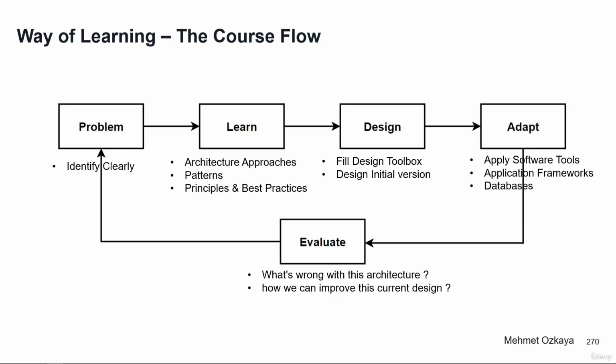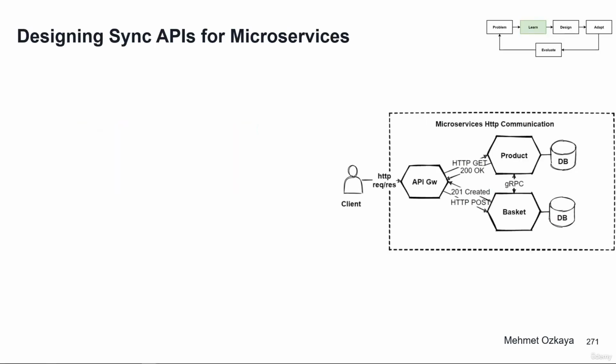In this video, we are going to start a new problem for our current architecture. As you remember, we have designed and evaluated our architecture, and now we focus on a new problem: to identify what's wrong with this current architecture and how we can improve it. Before that, I would like to explain designing synchronous APIs for microservices.